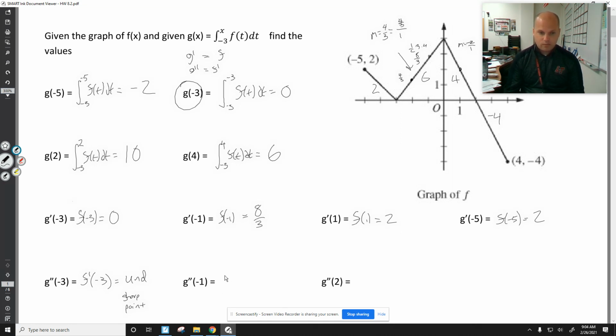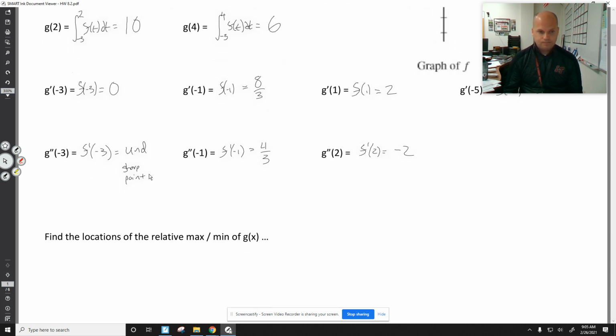G double prime of -1 is the same as f prime of -1. At -1, what is the slope of f? Well, we talked about earlier, it's 4/3. G double prime of 2 is f prime of 2. F prime of 2, 1, 2. So the slope, not the value, the slope of this line segment is -2. Okay, so that's what you have to do.